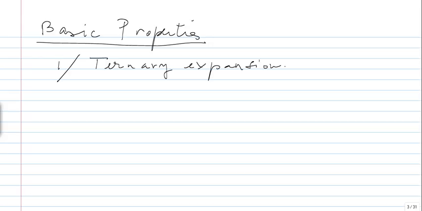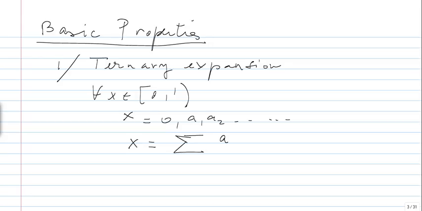Okay, so it's very easy to prove that for every x in [0, 1), besides 1, let's say we remove 1, your x can be written as 0.a1a2..., and basically this is equal to the sum of an over 3 to the power n, from n equals 1 to infinity.